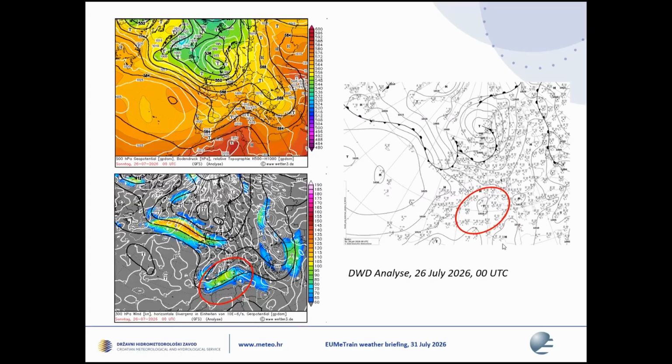To see the analysis, the ridge was present over Croatia during Saturday, but the trough was approaching. Also on this map, we can see the wind at the 300 hectopascal pressure level, which indicates the jet stream. And if we look at the surface pressure, we have a low pressure system above Sardinia and Corsica, which was also approaching east, near Croatia.